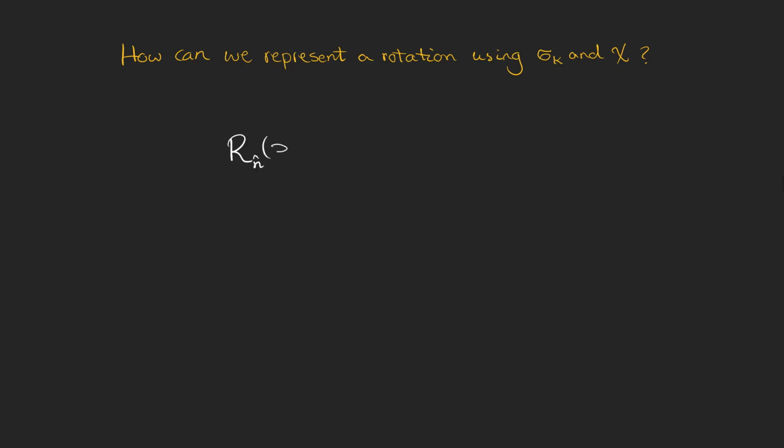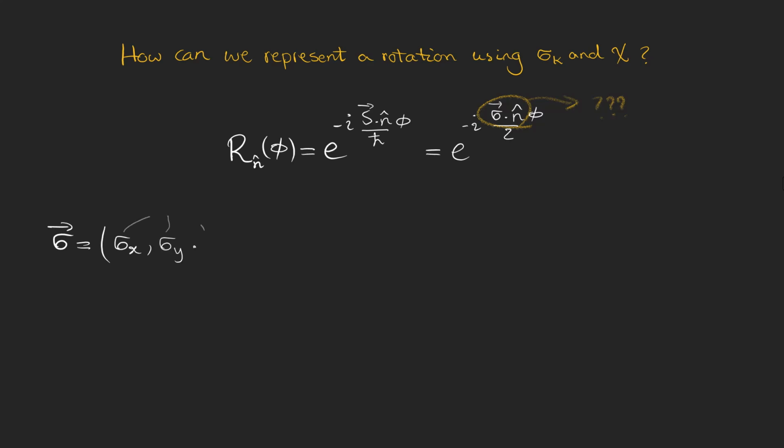This is the general expression for a finite rotation about axis n. In terms of the Pauli matrices, it can be written in this form, for which, instead of S, we have used h bar half sigma. But what is this exactly? Sigma is an ordered triple of Pauli matrices. It is not an ordinary vector but an operator vector, a kind of vector with its components as operators. And n hat is a unit vector which is the axis of rotation.